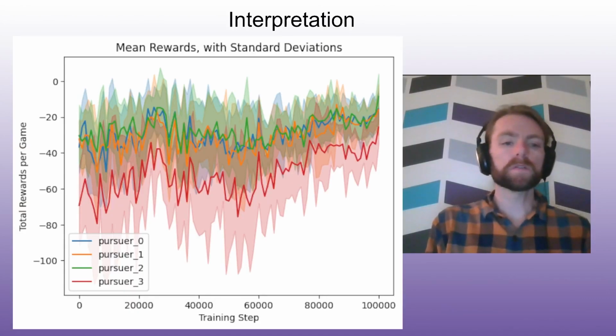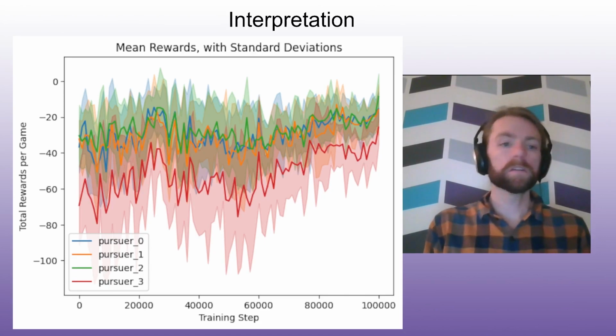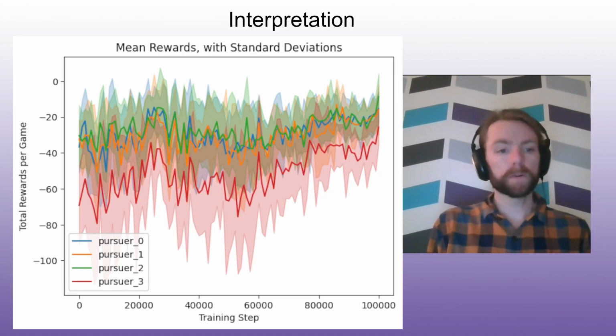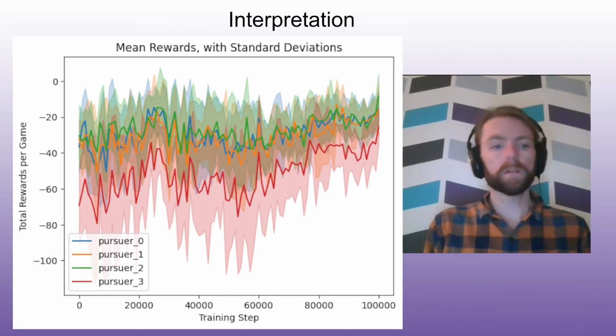However, what we see is as soon as we introduce some level of communication, in this case in the form of parameter sharing during training, the training actually improves over time, and the performance improves as well.